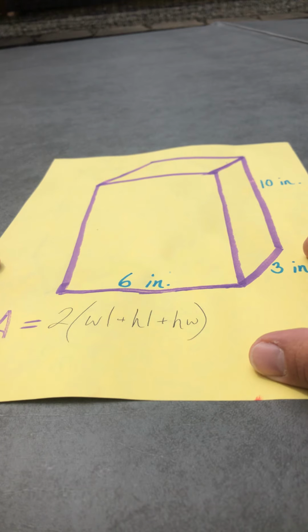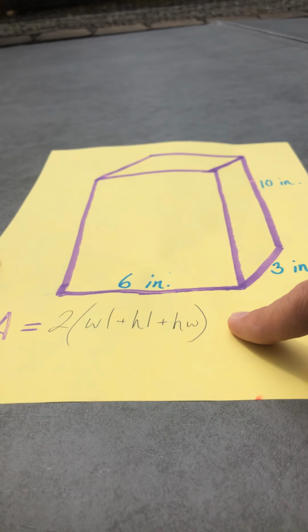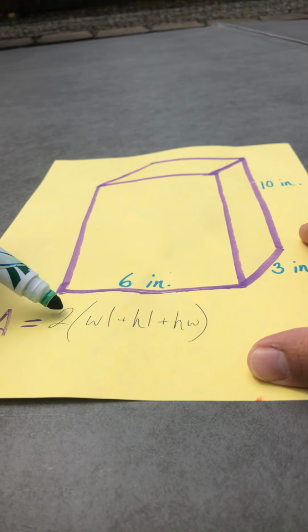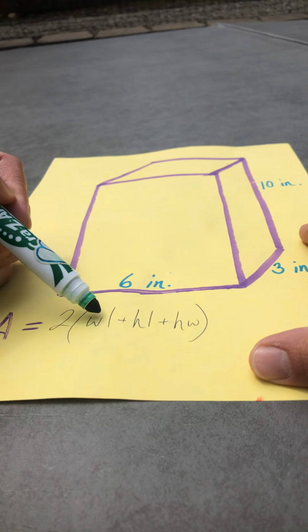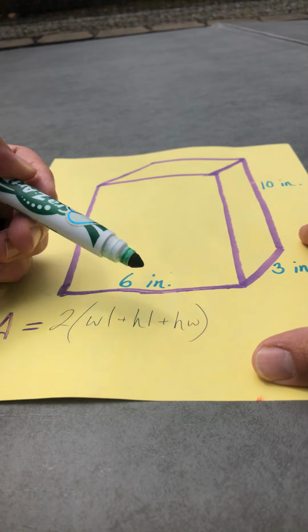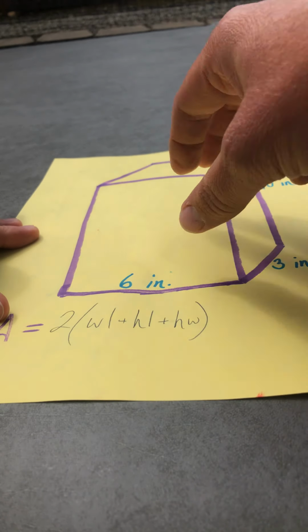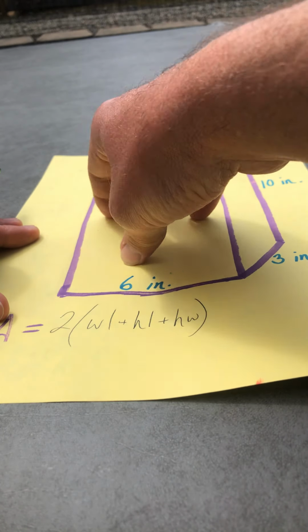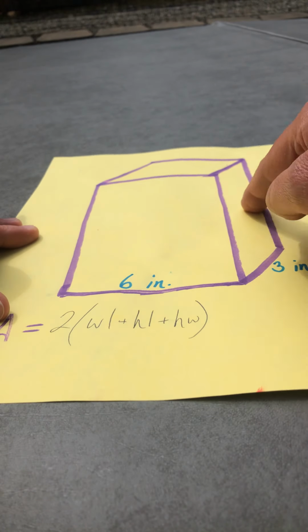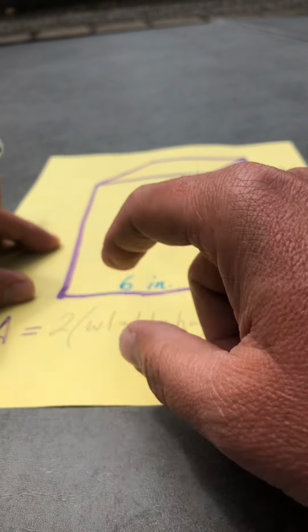All right, so surface area. Surface area means we want to basically find the area of each side of the shape, each surface, okay? Now here's your formula. Looks a little crazy, but we have 2 times the width times the length plus the height times the length plus the height times the width. So basically we have 2 of each side. This side is going to be the same on the back. This side here is going to be the same over here. The bottom is going to be the same as the top. So that's where the 2 comes from.